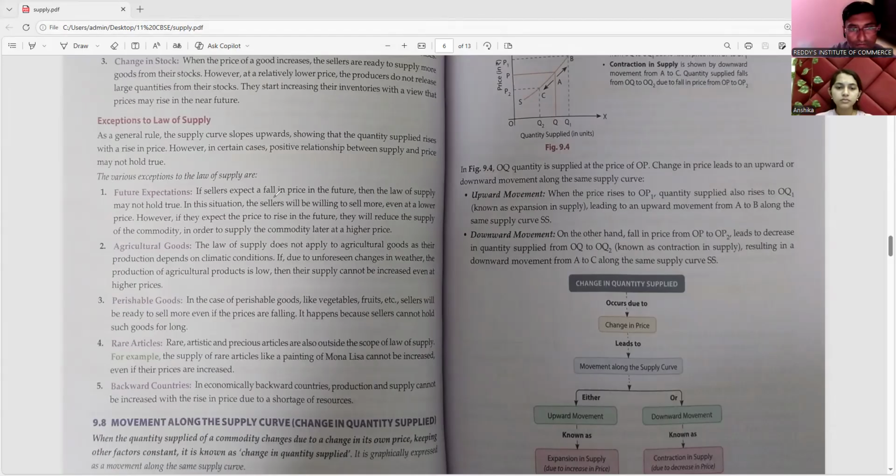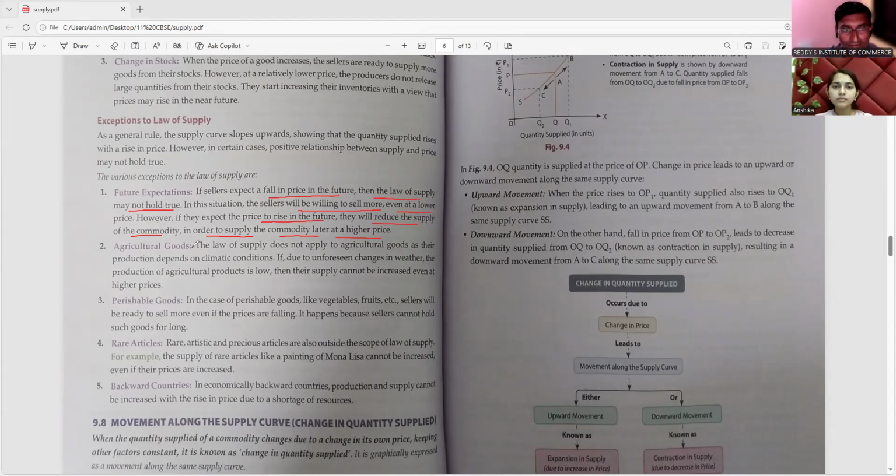If sellers expect a fall in price in the future, then the law of supply may not hold true. In this situation, the seller will be willing to sell more even at a lower price. However, if they expect the price to rise in the future, they will reduce the supply of the commodity in order to supply it at a higher price. This kind of thought cannot be applied in the law of supply, because the market is totally unpredictable.